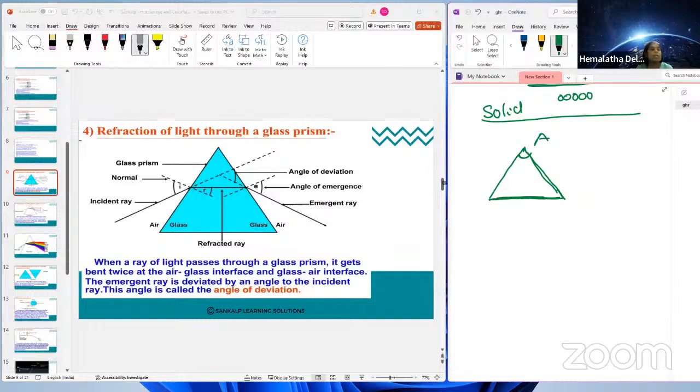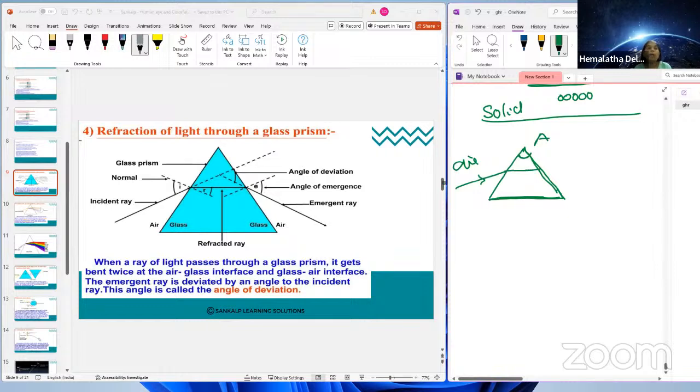Now what happens if a light ray enters from the medium air like this into the glass? It is very, very important. You know that the refractive index of the glass is 1.5 and the refractive index of the air is 1. Correct? So whenever it enters like this, it bends like this because it travels from air to a denser medium.